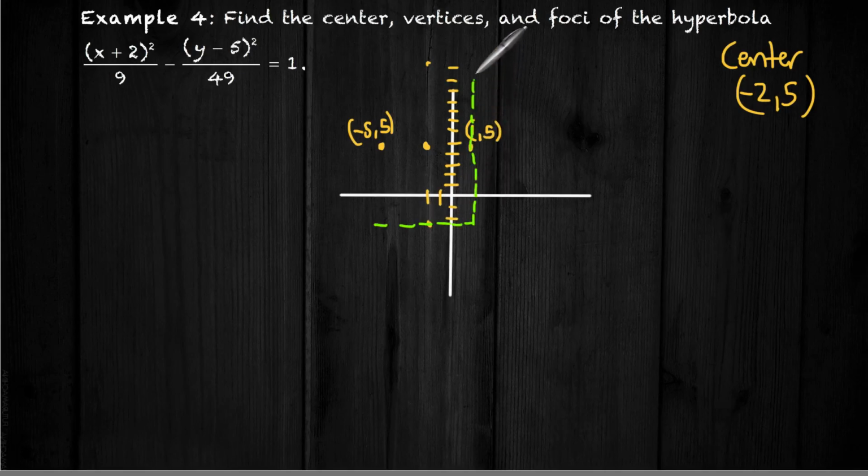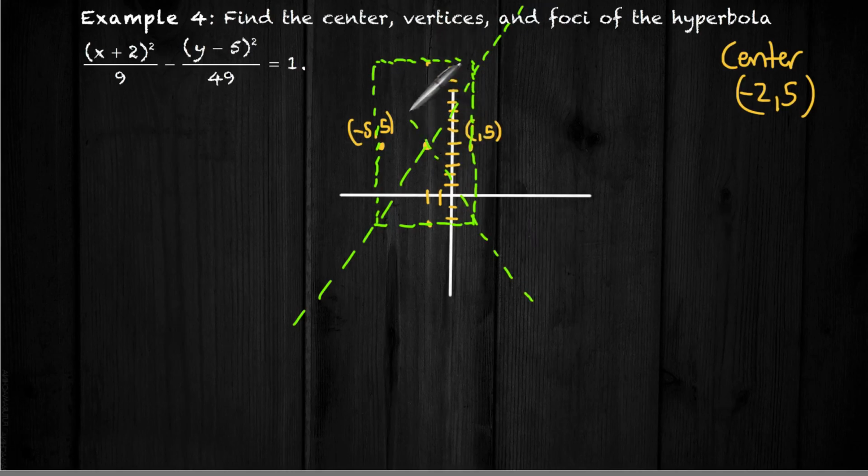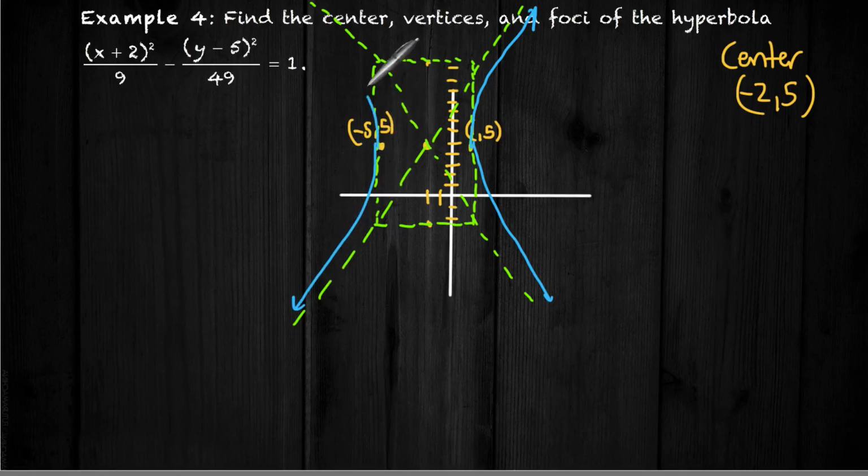So now we're going to draw our box. And our box once again is going to go through the transverse axis and the conjugate axis. And now we're going to draw our asymptotes. And so you can see that this is going to be a very wide hyperbola. So now we're going to sketch our hyperbola. So it's going to come this way and that way, and then it's going to go that way and that way. So very wide hyperbola.